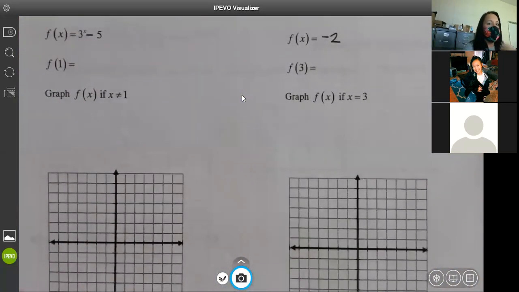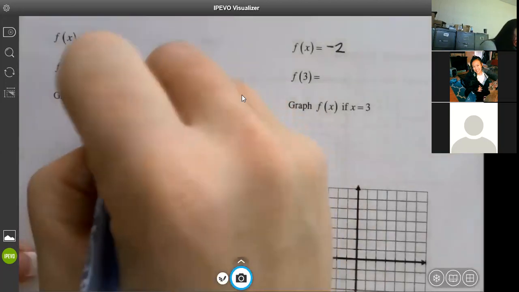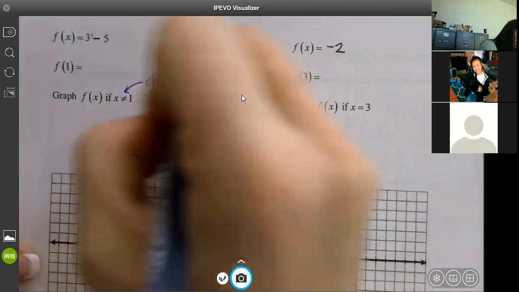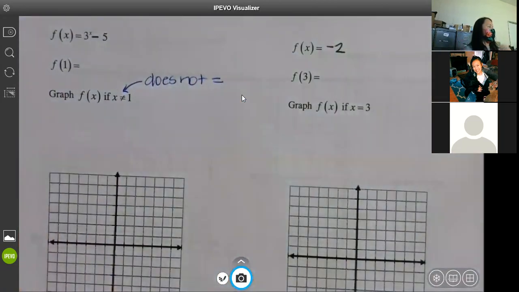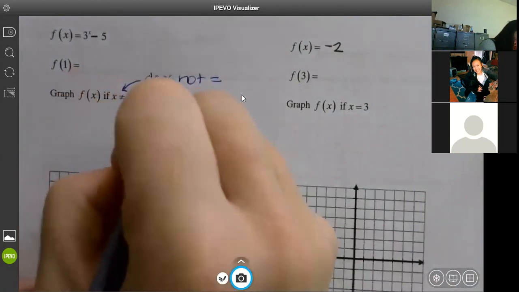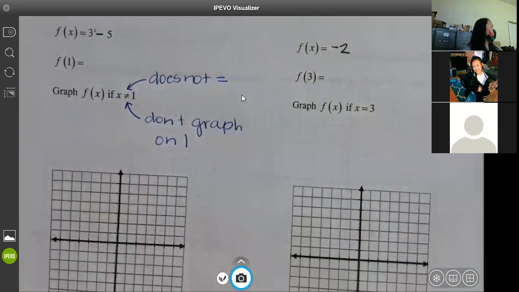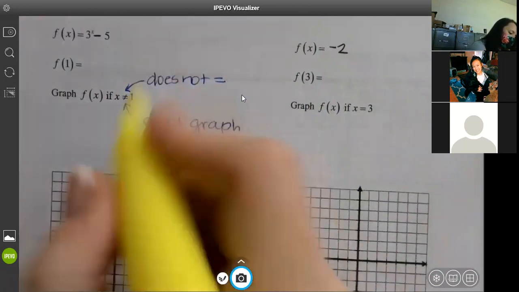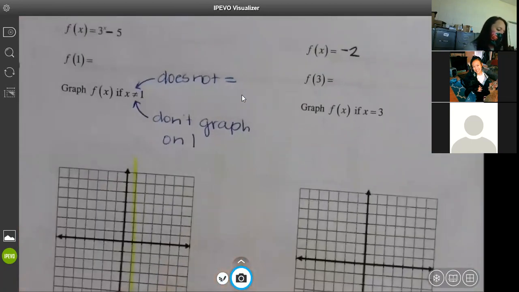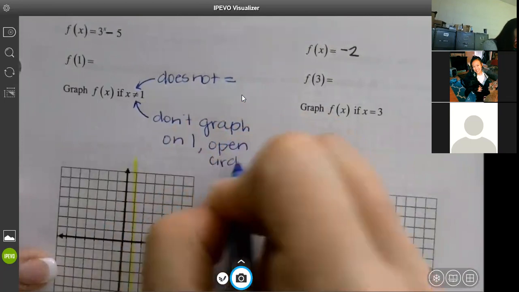Okay. So on this one, what's the difference in our domain restriction? What's different about this one? It says does not equal. Does not equal. So it's like an equal with a slash through it. So what this means is don't graph on 1. You can graph everywhere else but 1. Don't graph on 1. You still draw the boundary. But we're going to make an open circle when we get to this boundary.